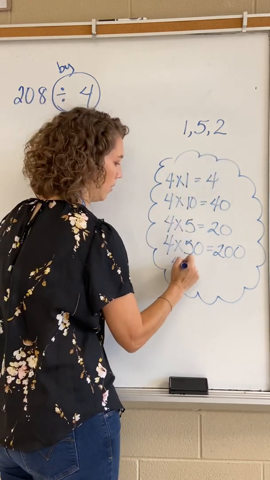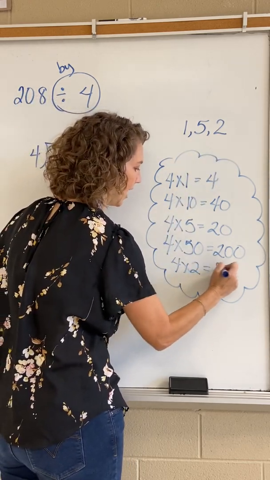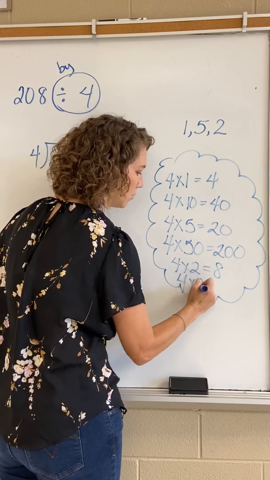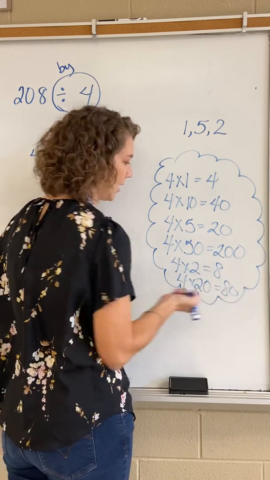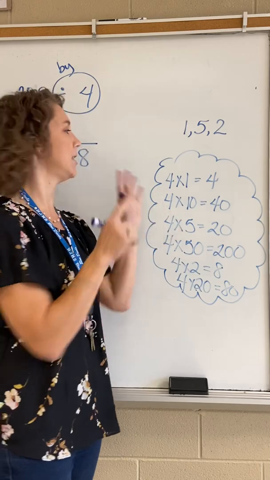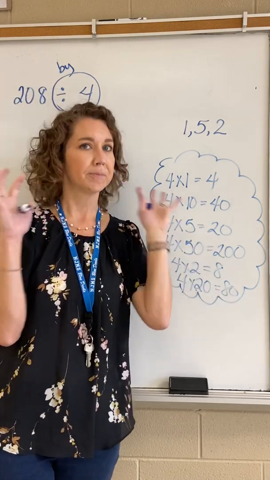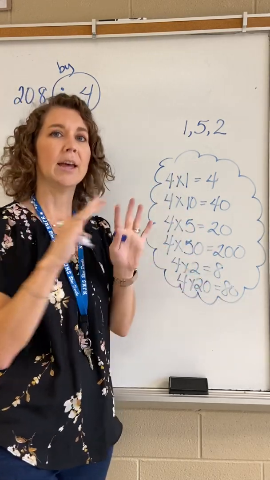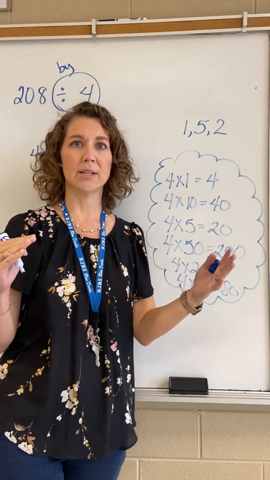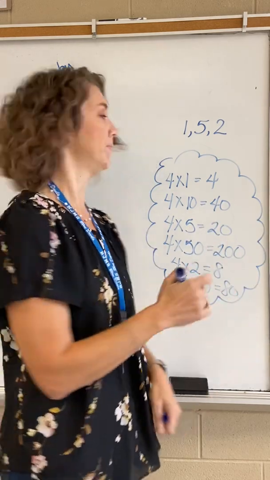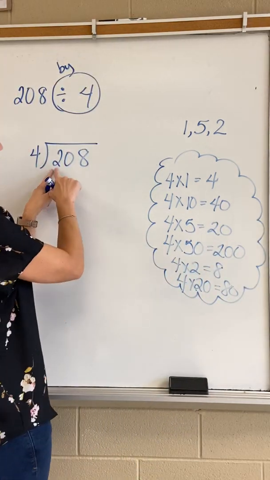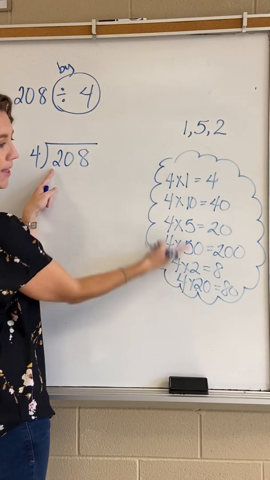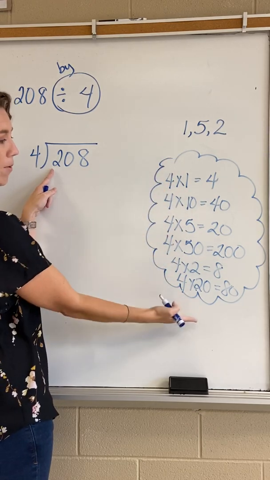Now go to 2. 4 times 2 is 8. And 4 times 20 equals 80. And that's just quick math. I know we're dividing by 4 this time, so that seems probably a little silly. But when we have bigger numbers, it's helpful. Okay, so we've got 208, and I'm looking for something that's as close to 208 as possible without going over.